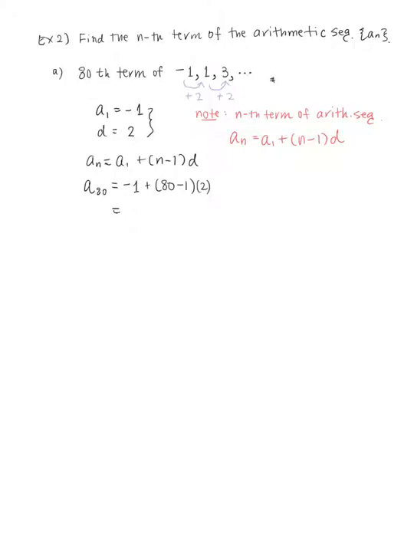So then this is going to become negative 1 plus 79 times 2. And this is going to equal 157. So basically, if you keep going negative 1, 1, 3, and the next one should be 5, the 80th term of that is going to be 157. I think that's a pretty cool formula.